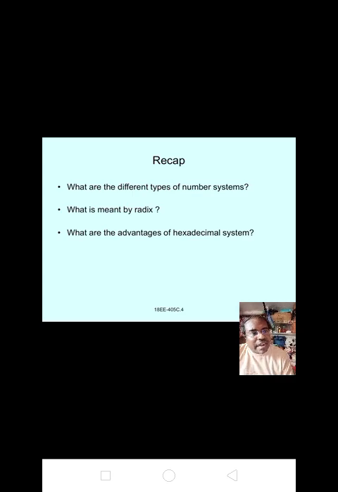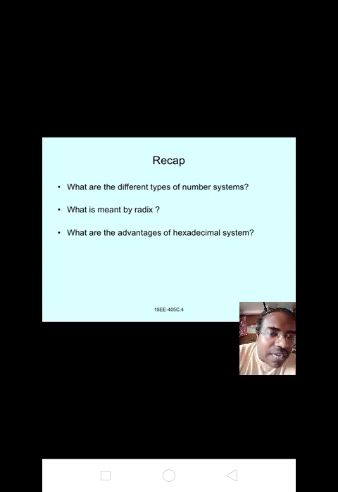What is meant by radix? This is the base of the number system. Binary means 2, decimal means 10, octal means 8, hexadecimal means 16. You already learned that the hexadecimal number system has 16 digits.